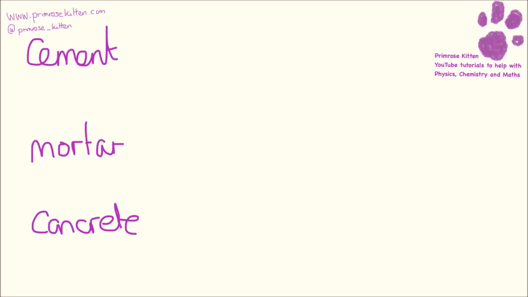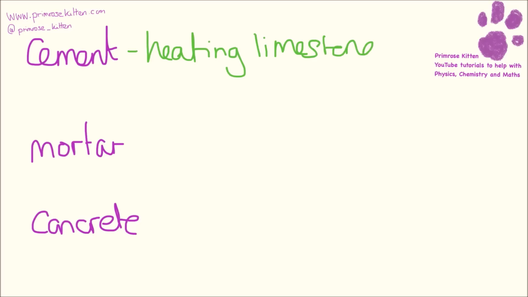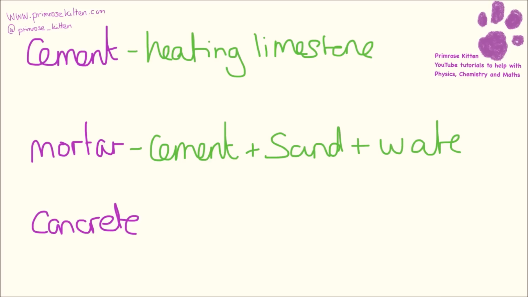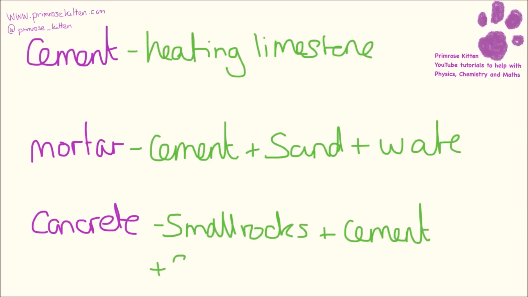Things that limestone can be used to make are cement, mortar and concrete. Now, cement is made by heating limestone. Mortar is made by mixing cement, sand, and water. And then concrete is made by mixing aggregate or small rocks with cement, sand, and water.